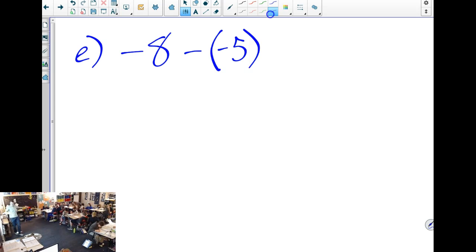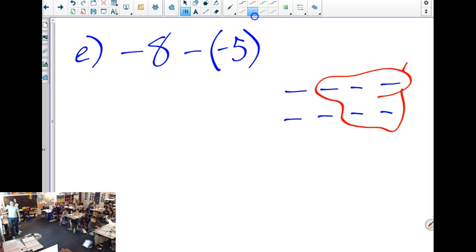Yeah, no, you're absolutely right. If I start with -8, I have 8 negatives. I'm asked to take away 5 of my negatives. I can do that here. So I just grab 5 of my negatives, take them away, and what are we left with? -3. Now the other way we can do this is -8 plus 5 if I bring in 5 positives.